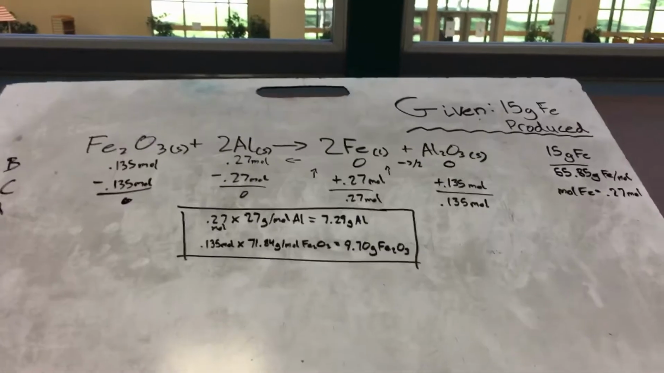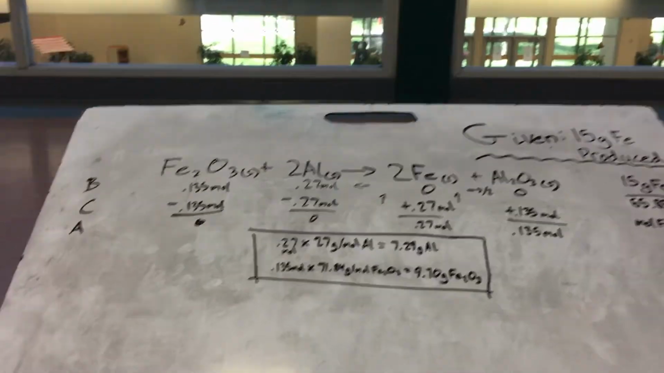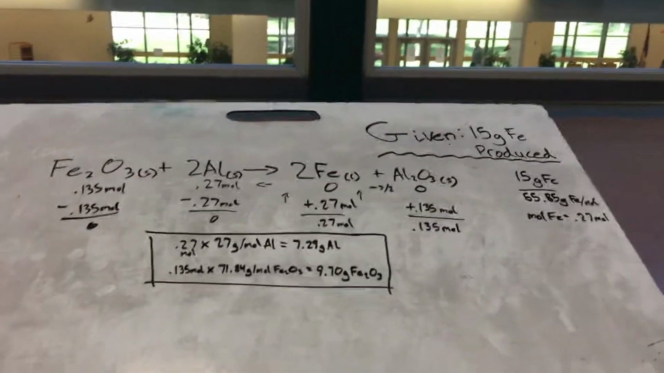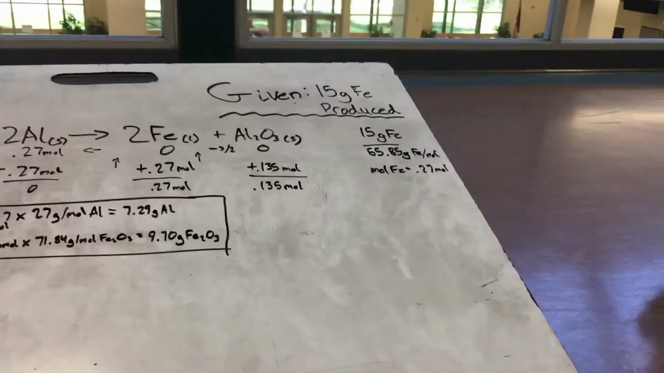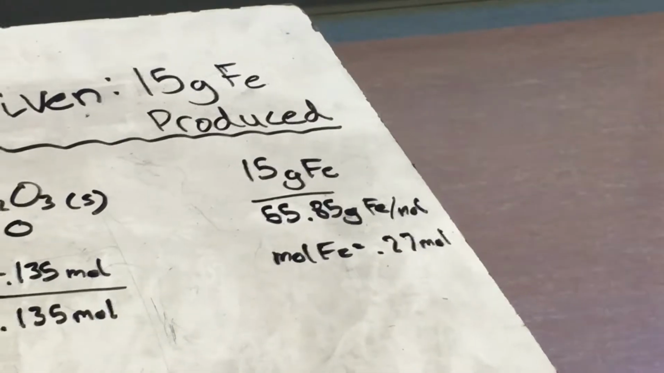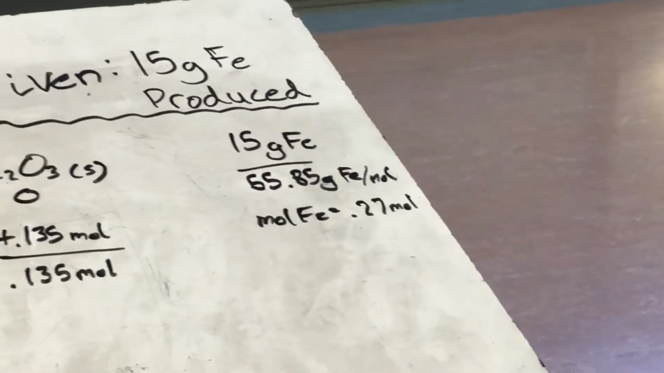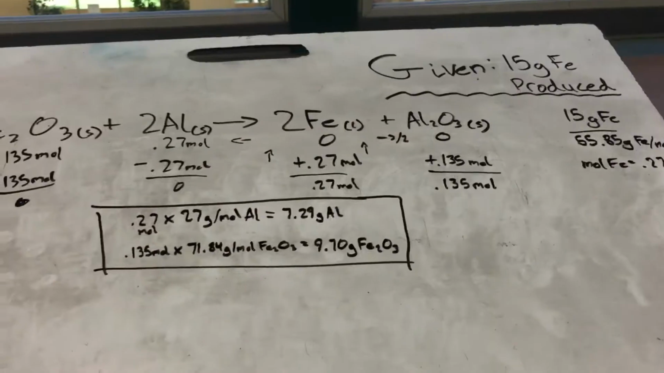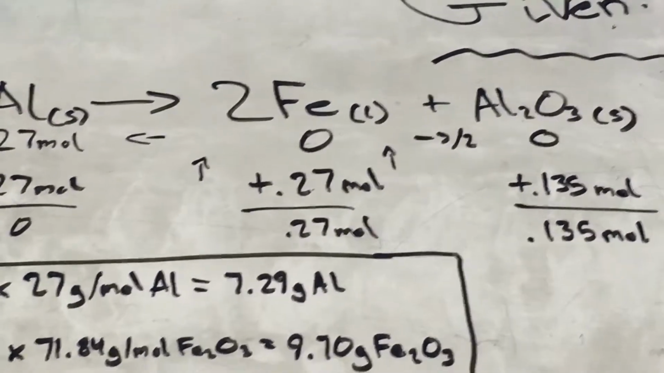What we have to do here is solve for how many grams you had to use of iron oxide and aluminum to get that amount. So we have to start working backwards. We zoom in here, you divide 15 grams of iron by the molar mass, and that equals 0.27 moles of iron. And so we have that right here with the 2 iron.